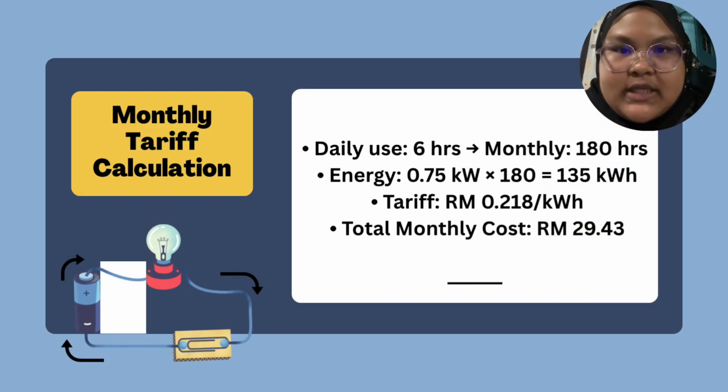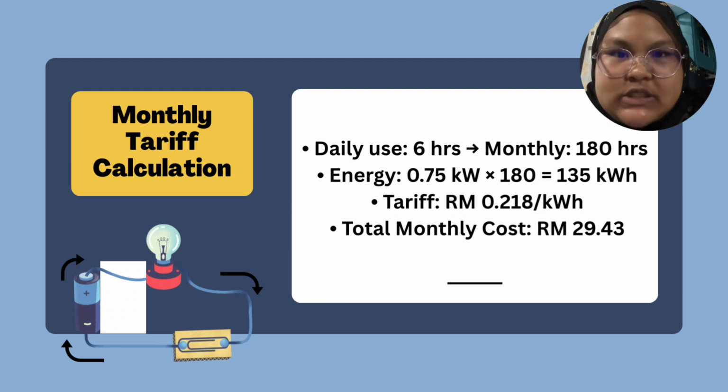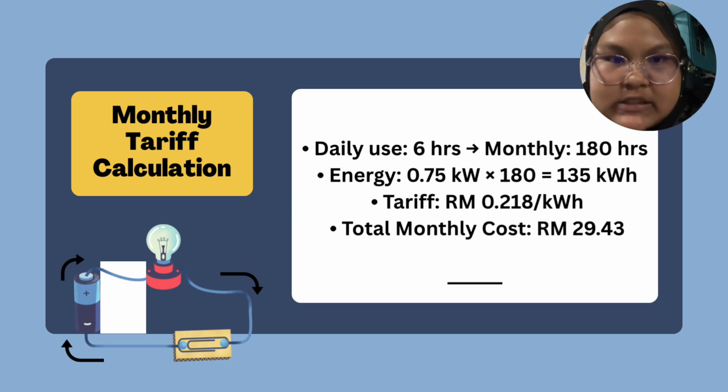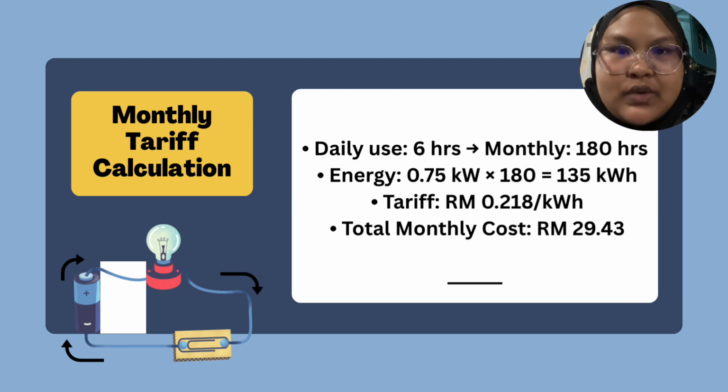Next, to estimate the energy cost, we assume the water distiller runs for 6 hours a day for 30 days. The total usage is 180 hours per month and the power consumption is 0.5 kilowatts. Total energy use equals 135 kilowatt hours. Using the tariff rate of 21.8 cents per kilowatt hour, the monthly electricity cost is about RM 29 and 43 cents.